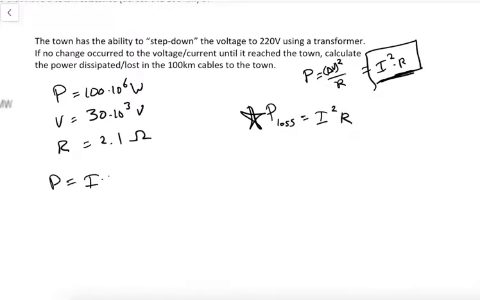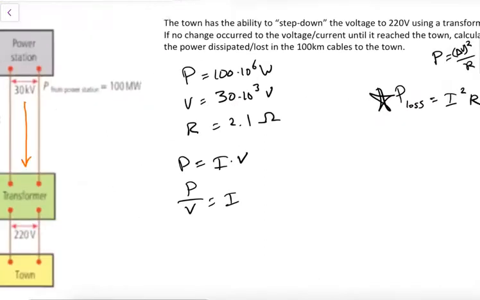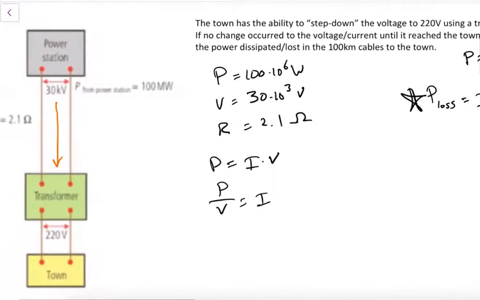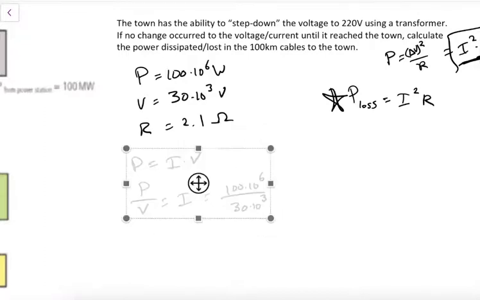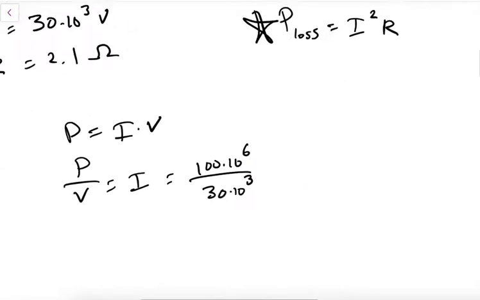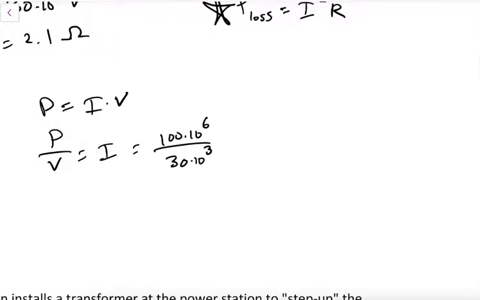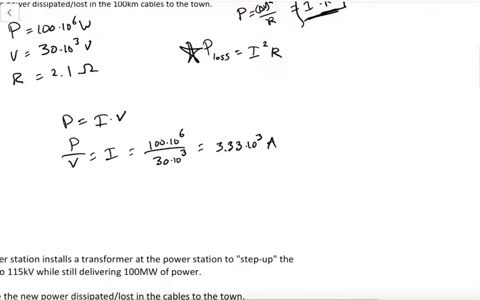P is equal to I times V. So I can go P divided by V to get my I, and that's going to get my current traveling out of the power station and across the wires, and I will get 100 times 10 to the 6th divided by 30 times 10 to the 3rd. And that is 3.33 times 10 to the 3rd amps, so about 3,300 amps. So we have our current.